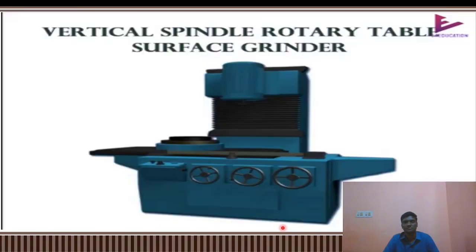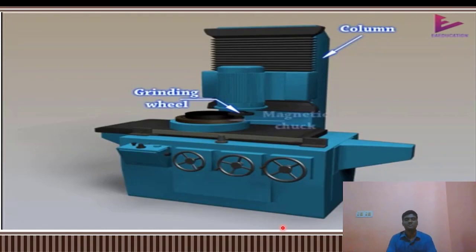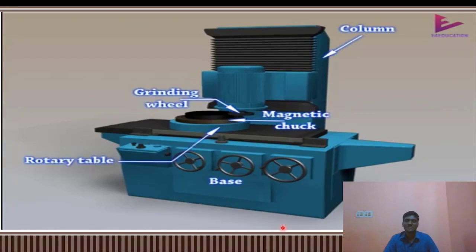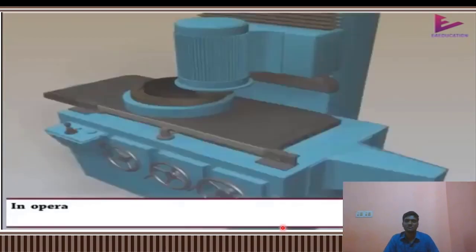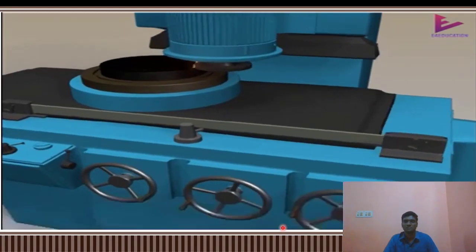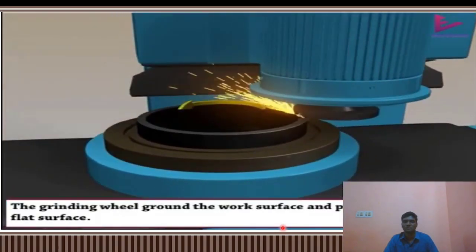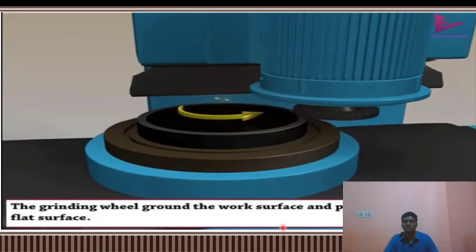Vertical spindle rotary table surface grinder. Let us see the 3D model of the vertical spindle rotary table surface grinder. It has column, grinding wheel, magnetic chuck, rotary table, and base. In operation, the workpiece is rotated under the rotating grinding wheel. The grinding wheel grinds the work surface and produces a smooth and flat surface.